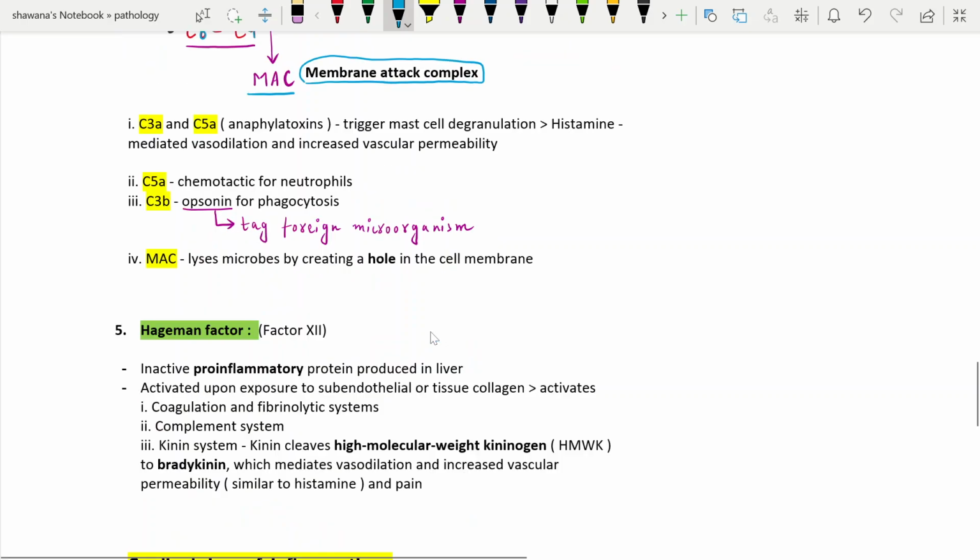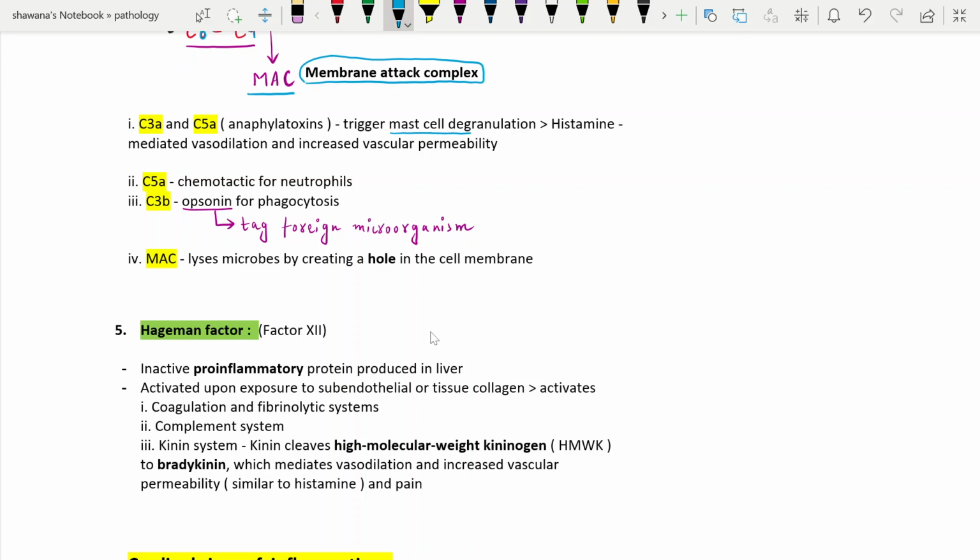What are the functions of these complements? C3 and C5A, as I have told you, cause mast cell degranulation. It means that histamine is going to be released. And what is the function of histamine? Vasodilation and increased vascular permeability.